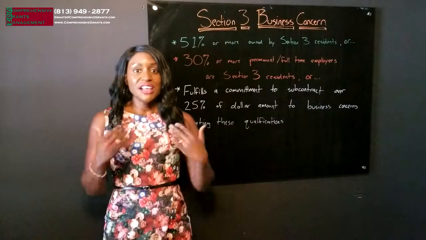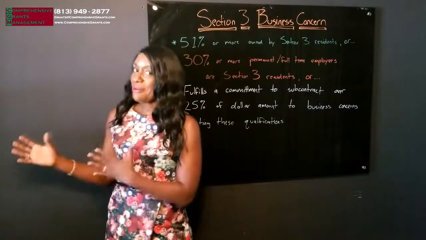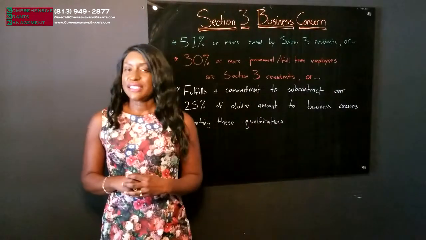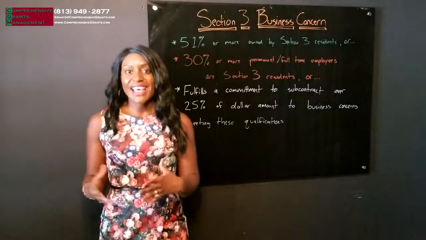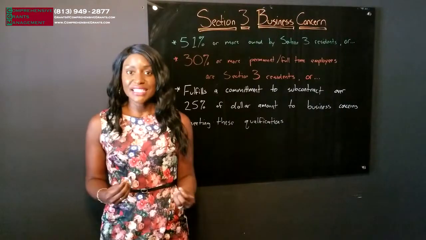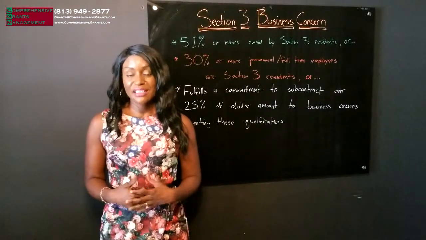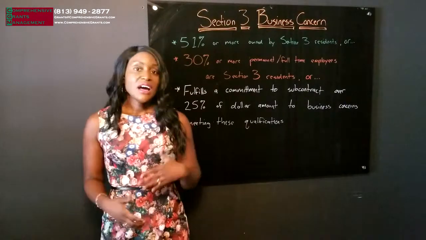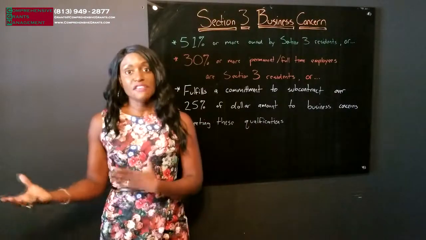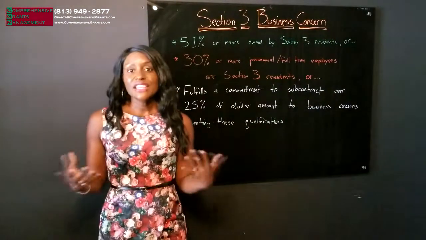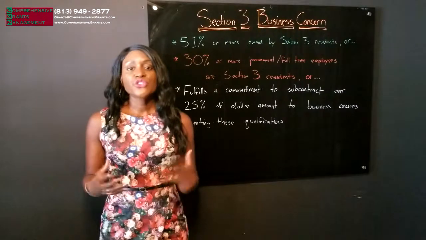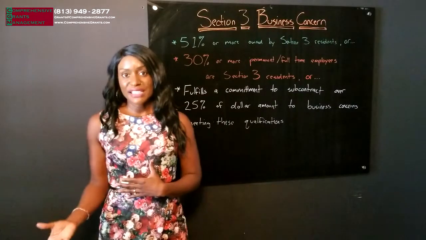So for clarification, I am the Section 3 resident. My partner is not a Section 3 resident. Who is actually a Section 3 resident though? Because we must define that now. A Section 3 resident is a public housing resident. They must be residing in public housing, or they're low income for a metropolitan or non-metropolitan area in which Section 3 funding is being allocated. And Section 3 funding is a YouthBuild program or a homeless program or public assistance. So that is a Section 3 resident.